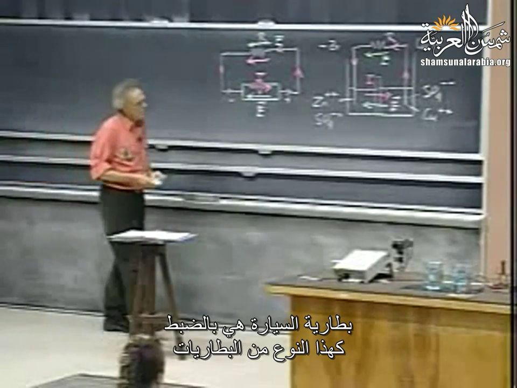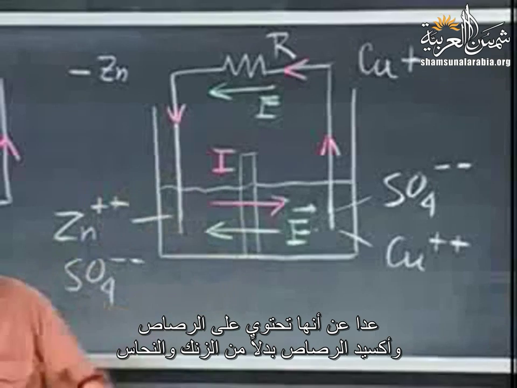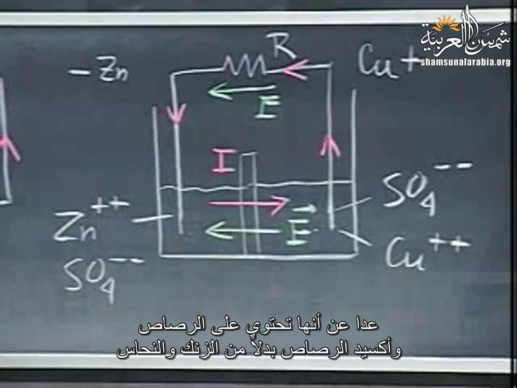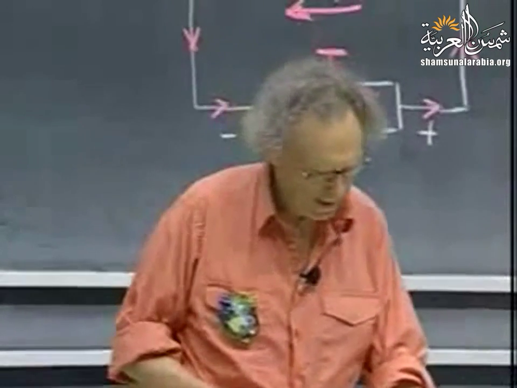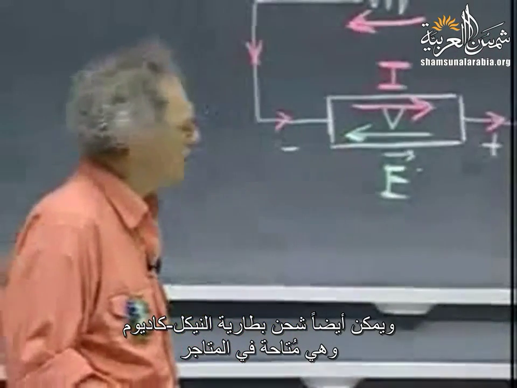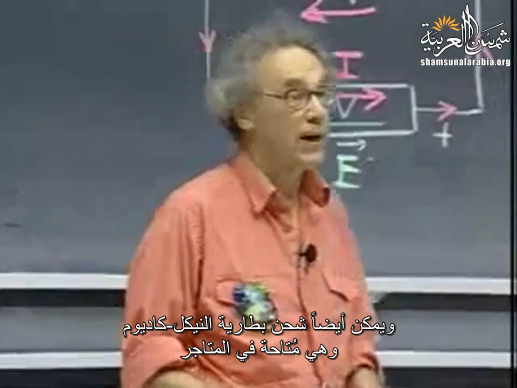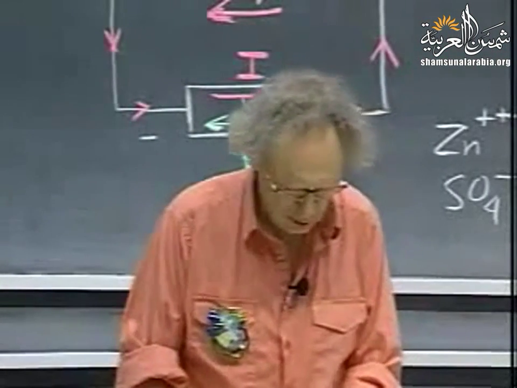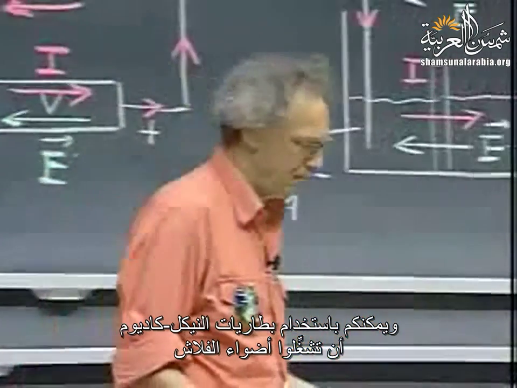A car battery is exactly this kind of battery, except that you have lead and lead oxide instead of zinc and copper. But you also have sulfuric acid, like you have here. And a nickel-cadmium battery is well known. You can charge that too. These are the ones that are readily available in the stores. You can run your flashlights with these nickel-cadmium batteries.